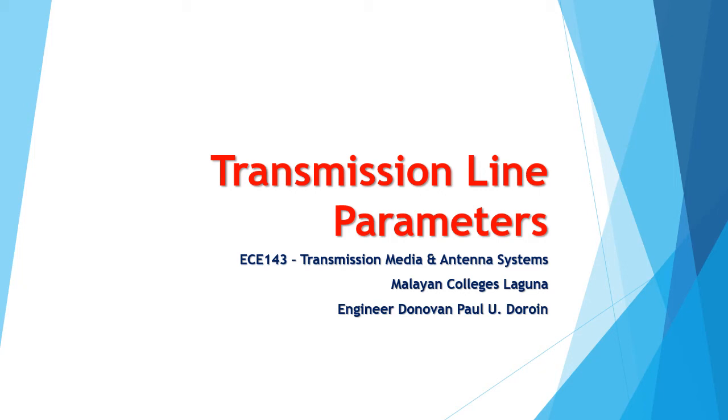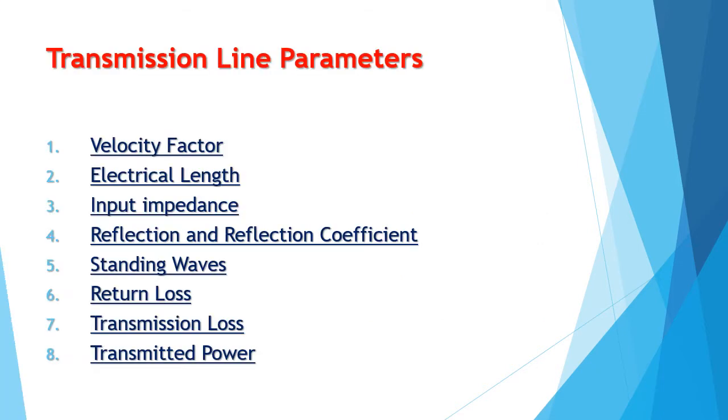This video discusses transmission line parameters. We'll be discussing 8 transmission line parameters. First, we have the velocity factor. Next, we have electrical length. Third, input impedance. Fourth, reflection and reflection coefficient. The next will be standing waves, return loss, transmission loss, and transmitted power.